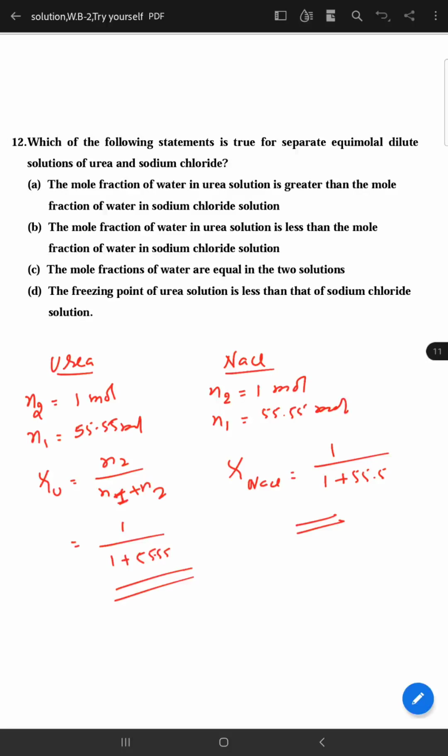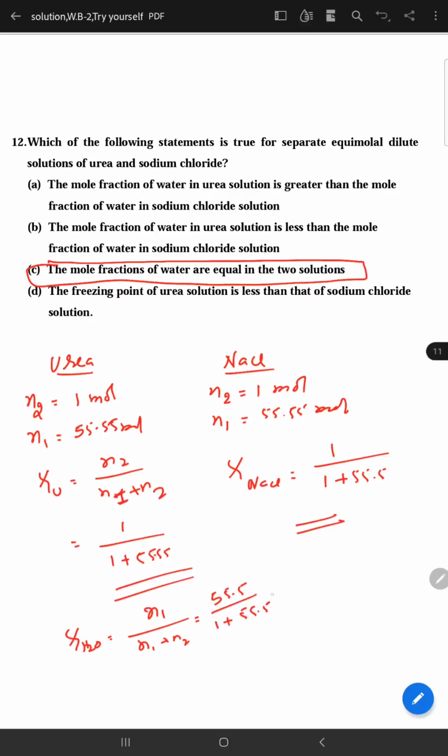So what is the answer for the 12th one? Definitely the mole fraction of water is equal in the two solutions. Mole fraction of water, if you calculate, is the number of moles of water, N1, by N1 plus N2, which is 55.5 by 1 plus 55.5. Even for the mole fraction of water in NaCl, the same formula: number of moles of water by total number of moles, 55.5 by 1 plus 55.5. So you will get the same answer. The mole fraction of water is equal in the two solutions. That is the true statement. So for the 12th one, option C is the correct answer.